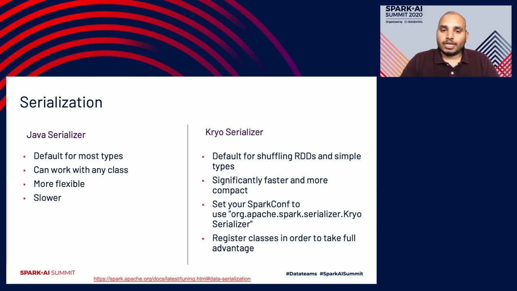Kryo also serializes custom classes, but in order to make this more efficient, you need to register them with the serializer. What this does is make sure that the object doesn't store the class name. So you're saving about 60 bytes if your class name were to be 10 characters, for example.